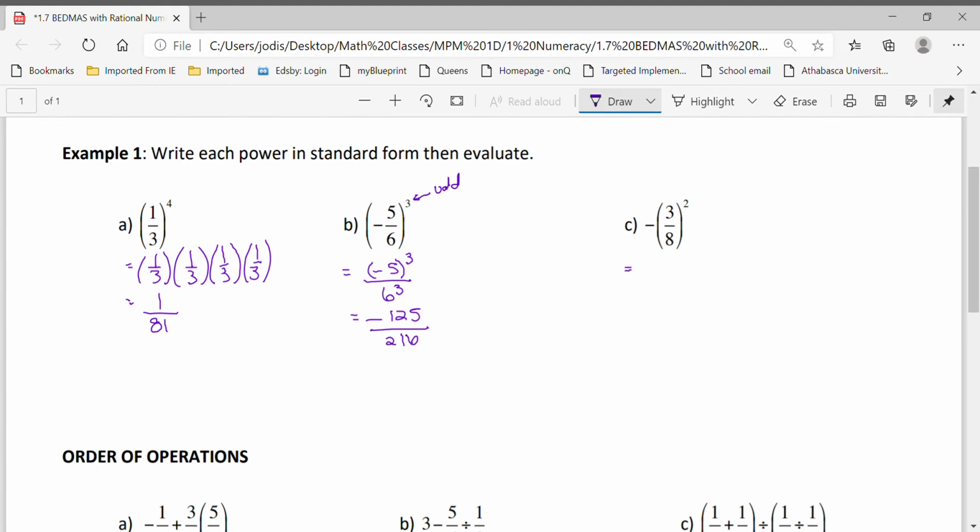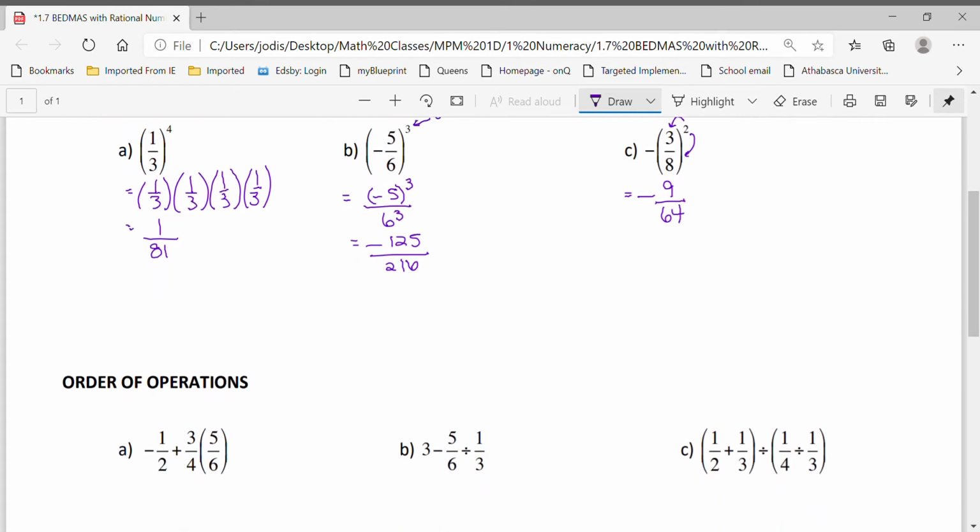Okay. And then this last one here, again, following our rules for exponents, the negative's on the outside of the brackets, so that means no matter what, our answer is going to be negative, because that's like timesing the whole thing by -1. So we know we're going to have a negative here, and then we can just use our exponent and do it for top and bottom. So 3 times 3 is 9, and 8 times 8 is 64.